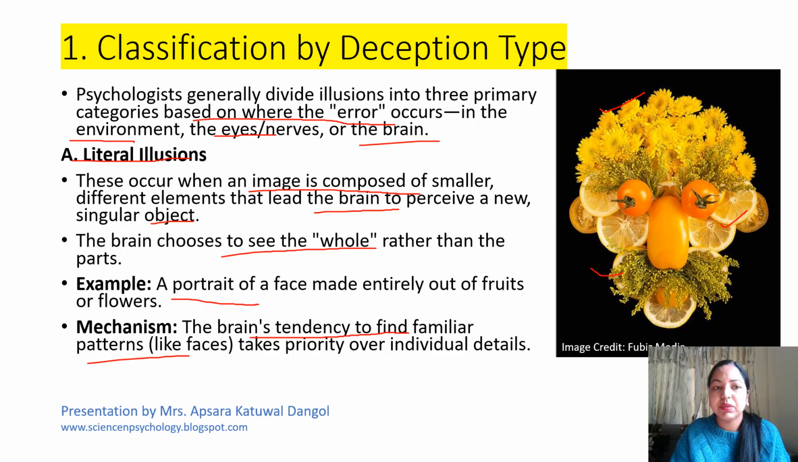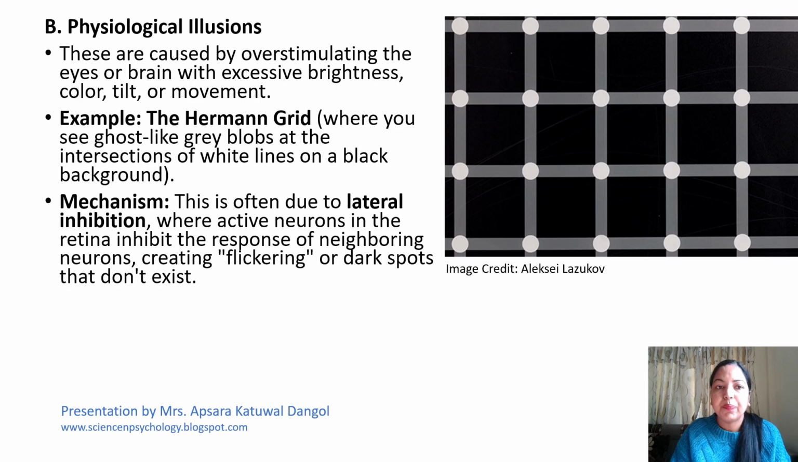The next example of literal illusion is you can bring papers, prepare and sketch them as a figure. So when one sees it, it's totally an image of a certain person rather than the small papers, right? So that can also be an example of literal illusion.